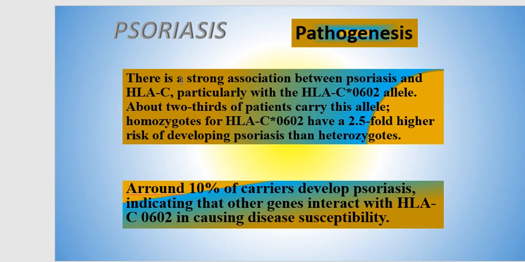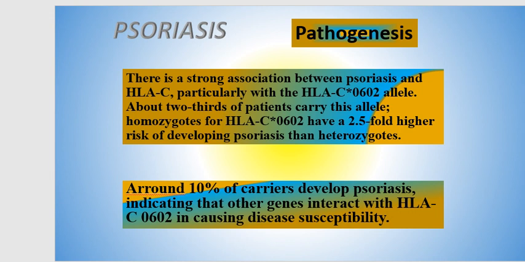There is an association between psoriasis and HLA-C, but recently it has been shown that there is also an association between psoriasis and HLA-B. When HLA-C and HLA-B are associated with psoriasis, it is usually associated with arthritis. However, despite this association, only 10% of individuals that carry these genes get psoriasis.